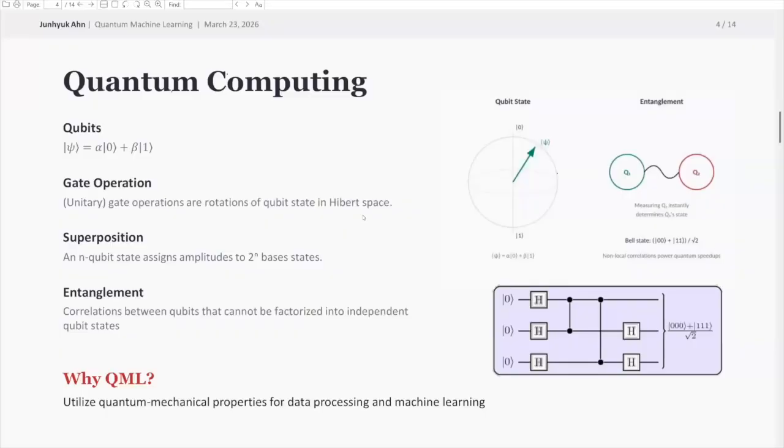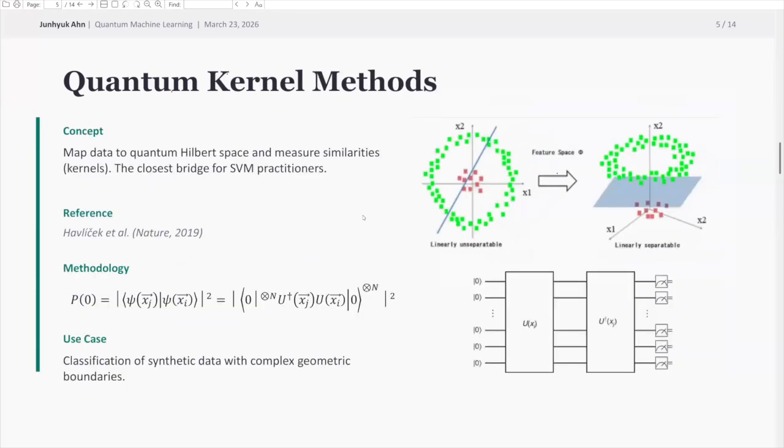Why QML? The goal of quantum machine learning is to utilize these quantum properties, like entanglement, to solve data processing and machine learning problems. Now let's go over some examples of quantum machine learning methods.